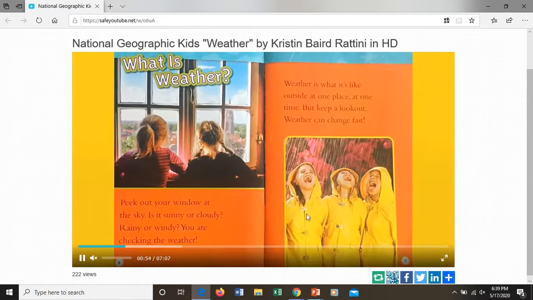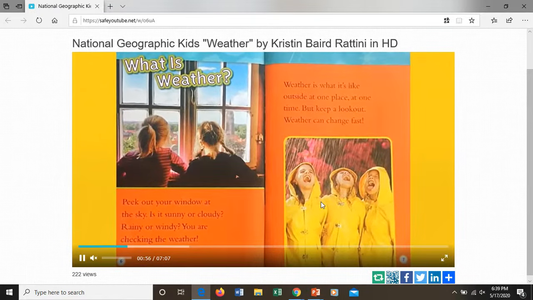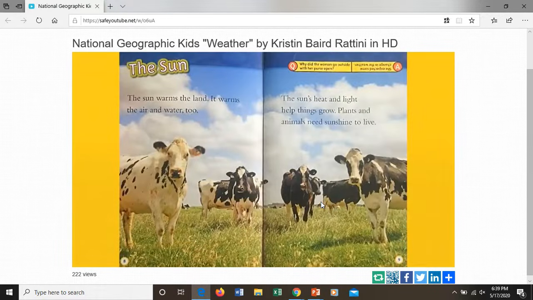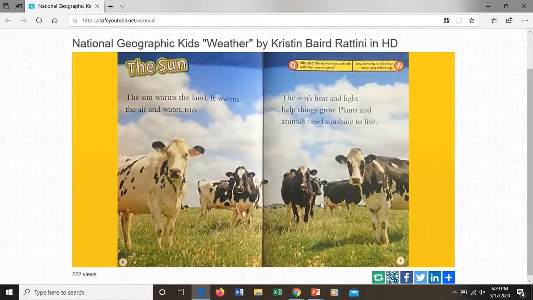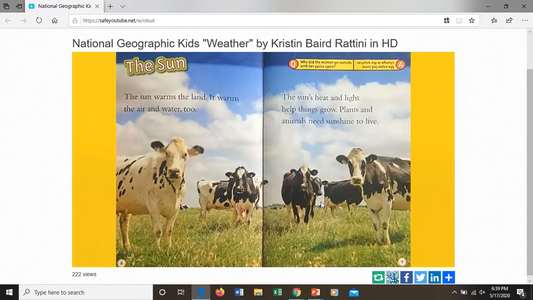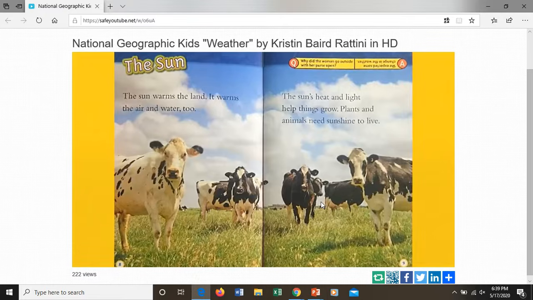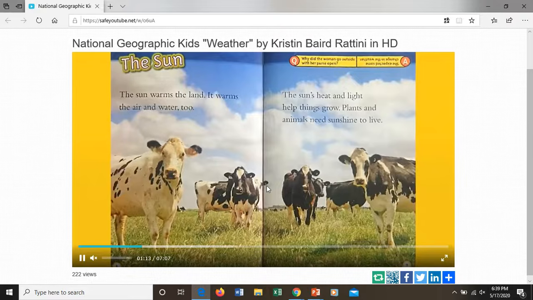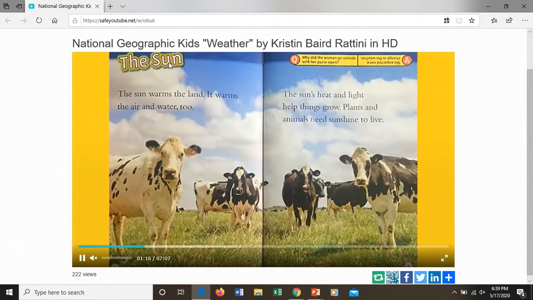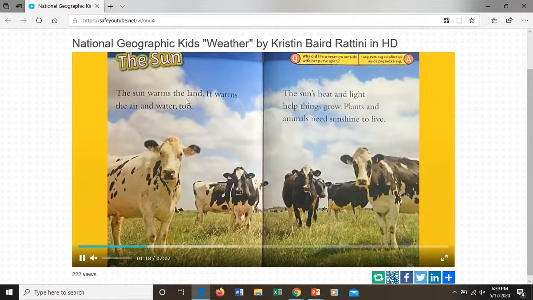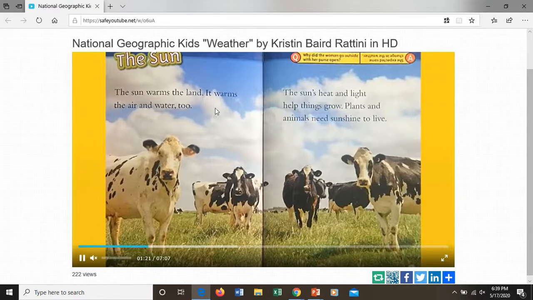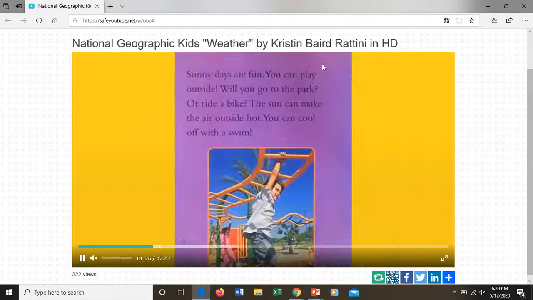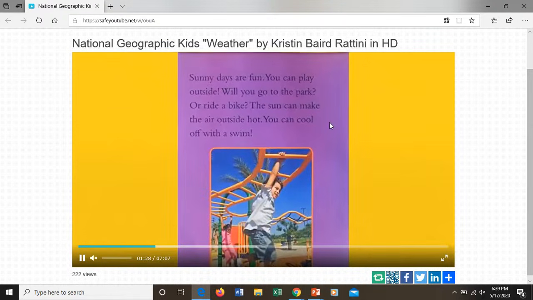Now, when we have nonfiction books, they don't always have to be realistic photographs. It's very common to see that. But if we think about Gail Gibbons, a lot of her nonfiction books have illustrations, and that's okay too. So sometimes you'll see real photographs, like here, and sometimes you'll see illustrations. So the sun, that's another one of our headings. So now we know that this whole section is going to tell us about the sun. This book is special too because up at the top, they have some questions and answers.